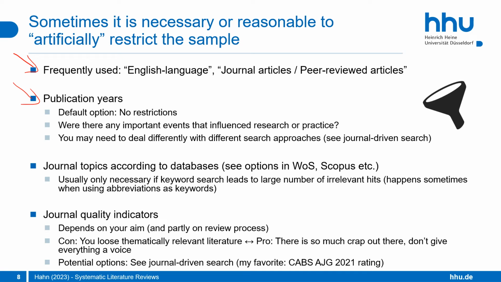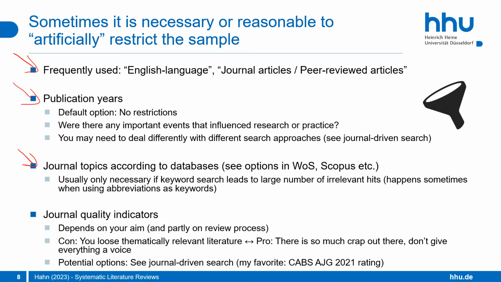And again, you might need to deal differently here with different search approaches. I mentioned that already. With a journal-driven search, you usually cannot go through all volumes of all journals that you identified back until the year, I don't know, 1910 or whatever, if it's a really old journal. That's usually not possible, just for practical reasons. In this case, you usually have to install a publication cutoff line here at some point in time and apply that in a journal-driven search, but that might be different for the keyword search, which is much more pinpointed.